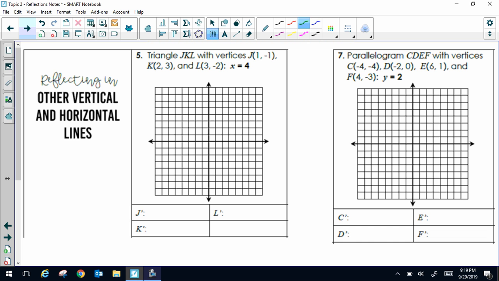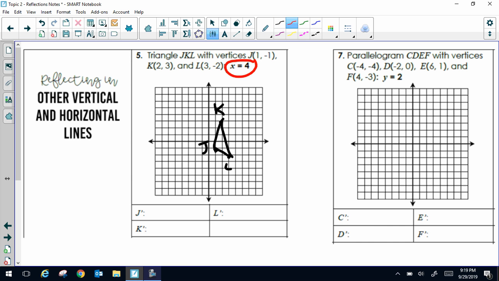Now with the next couple lines, there is no rule, right? So J is at (1, -1). K is at (2, 3). And L is at (3, -2). So here is my triangle. And the line they want me to reflect over is x = 4.